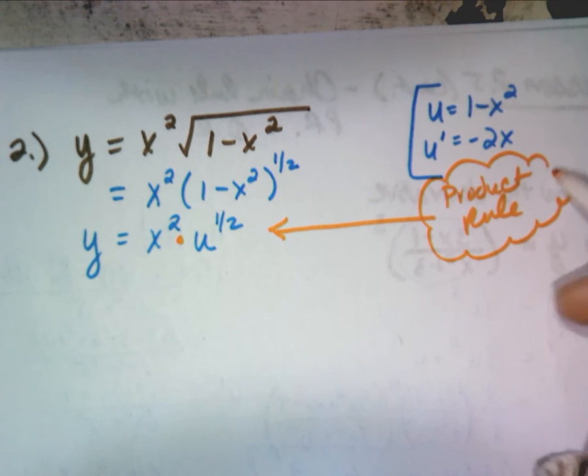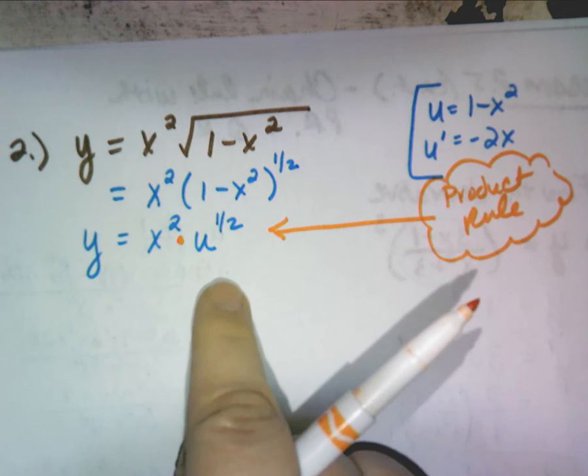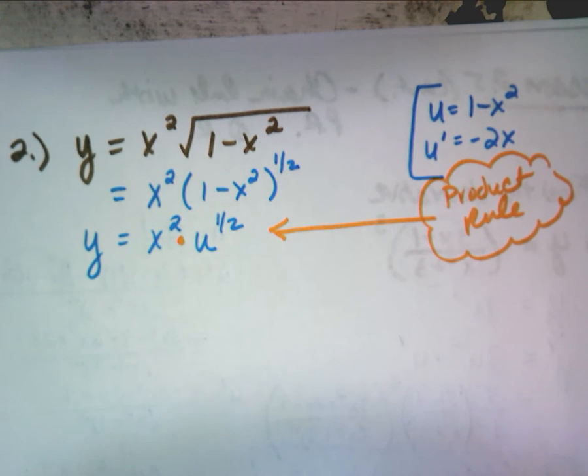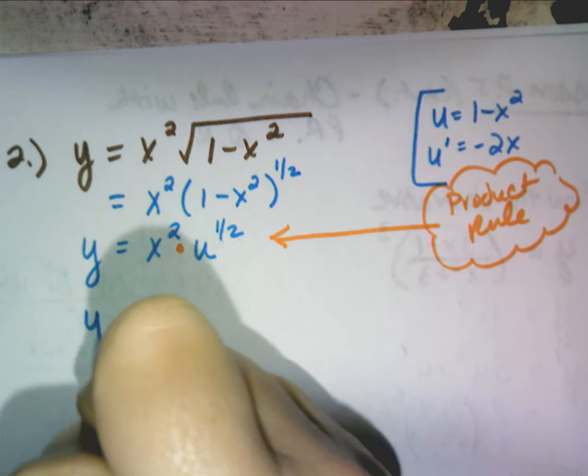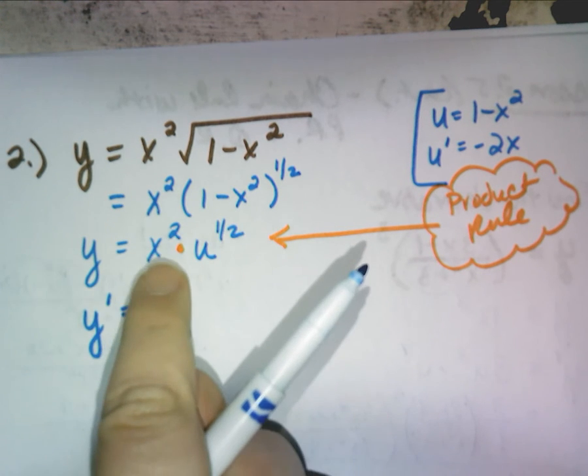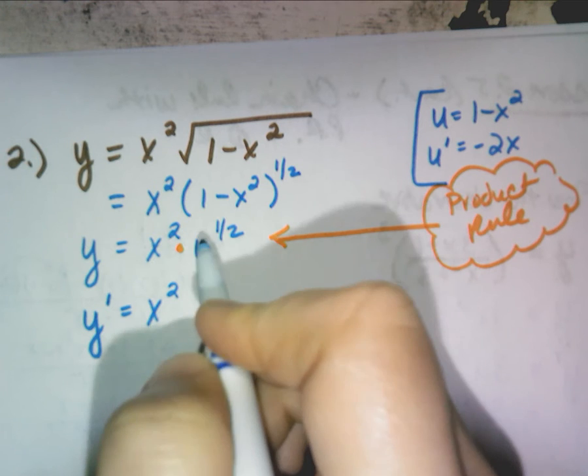Y'all, this is a product. You have to do a product rule. Okay, wait, it gets fun. We haven't even begun. Let's go. I am so excited. Okay, product rule goes like this. Product rule says first, which would be x squared, times the derivative of the second.